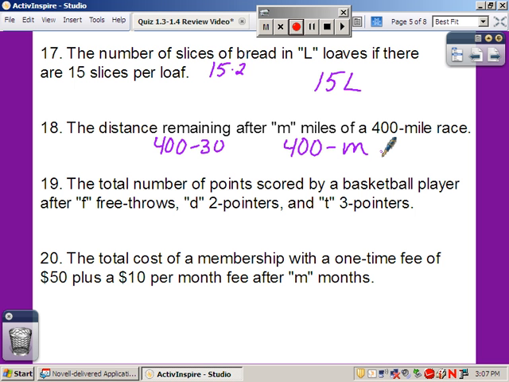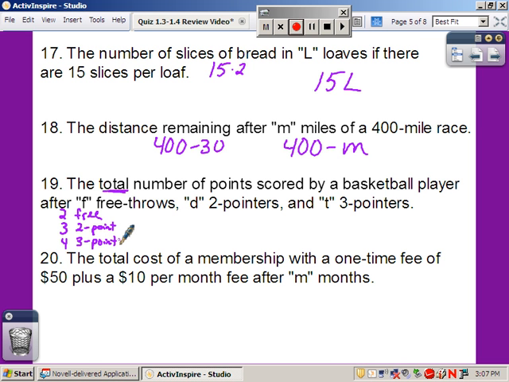Number 19, a little bit more tricky because you have multiple variables. But it says total. As soon as I see total, usually I'm thinking add. So I'm talking about a number of points scored by a basketball player after he has F free throws, B 2-pointers, and C 3-pointers. In other words, add up all the possible shots that this person made and give me a total point value. So let's say I made 2 free throws, 3 two-pointers, and 4 three-pointers.